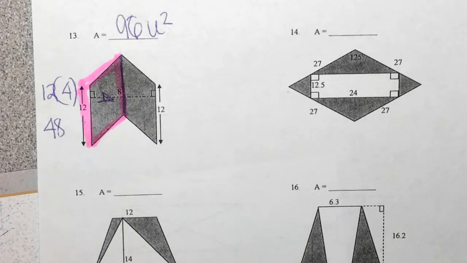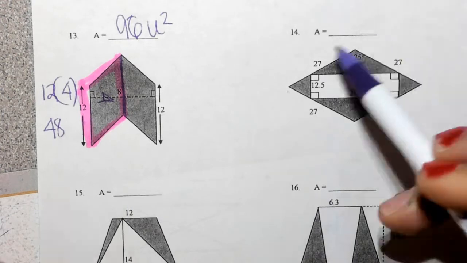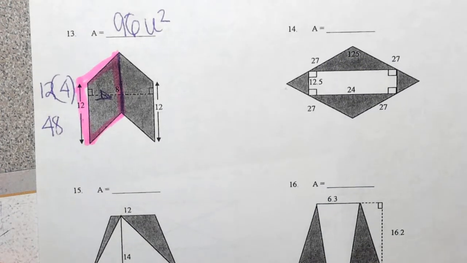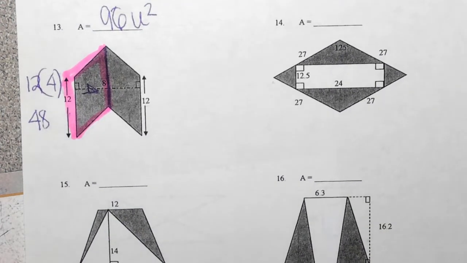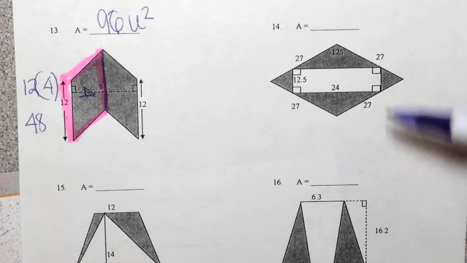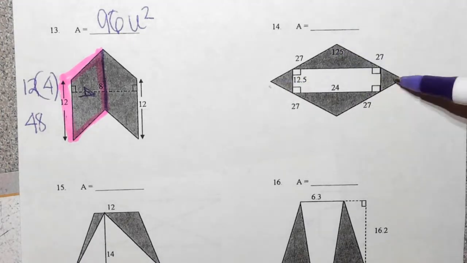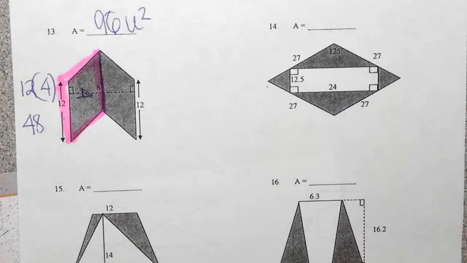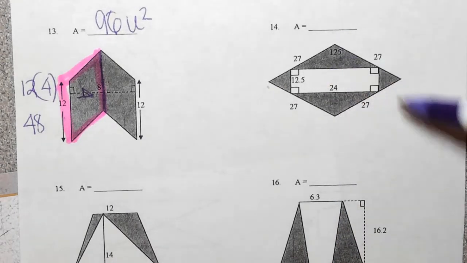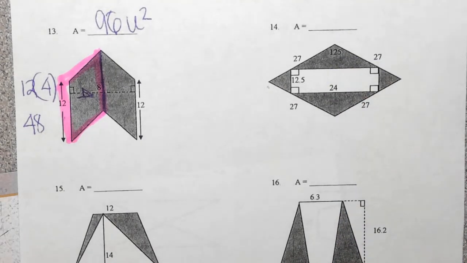Now number 14 is a little weird. This is a rhombus because they're all the same. But how would I find the area? Now a rhombus is diagonal times diagonal over 2. I could find the diagonals here, but it would be a lot of work and a lot of SOHCAHTOA figuring these out. It's kind of ugly.